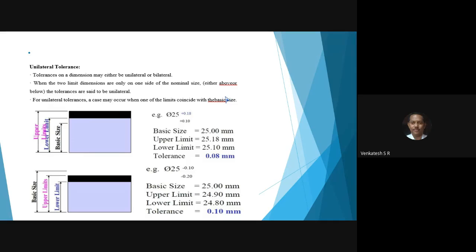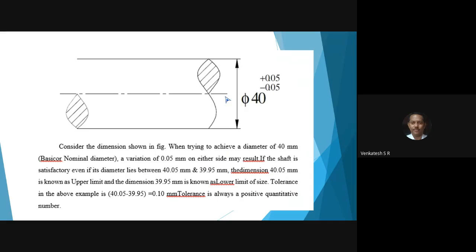Next class, we will discuss fits. Today's class, only understand upper limit and lower limit.